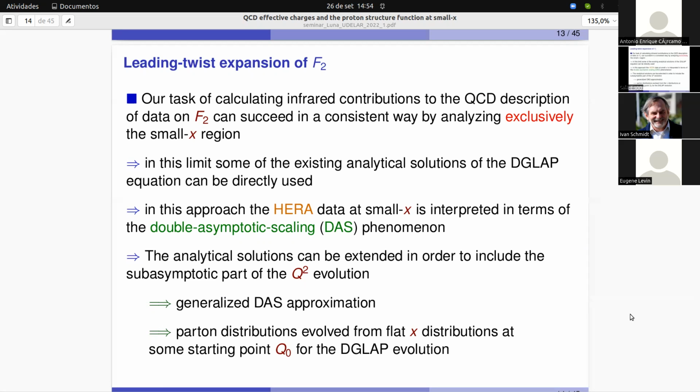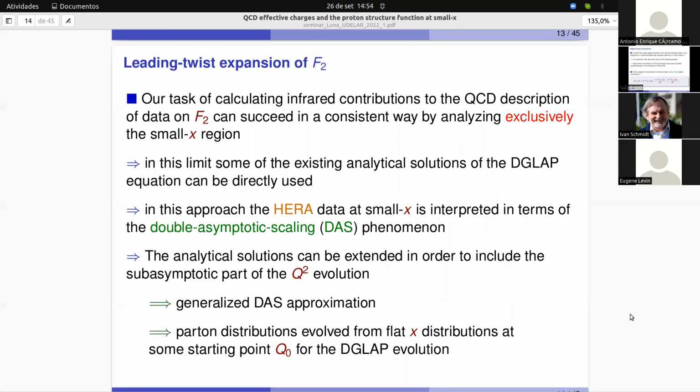And more than this, the analytical solutions can be extended in order to include the subasymptotic part of the Q square evolution. This is also known for many years, and the name of this is the generalized DAS approximation. So since the beginning, we are working in the generalized DAS approximation. That's the first point. So our results that you show are valid only in the region where x is very, very small.